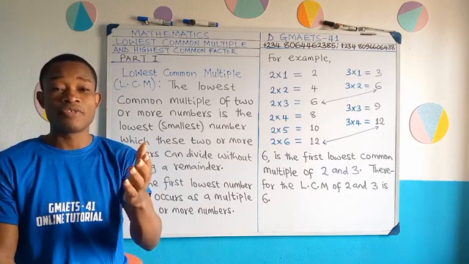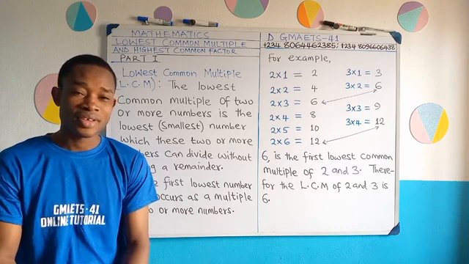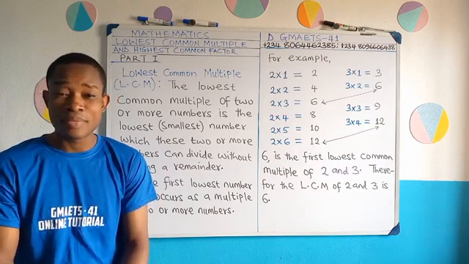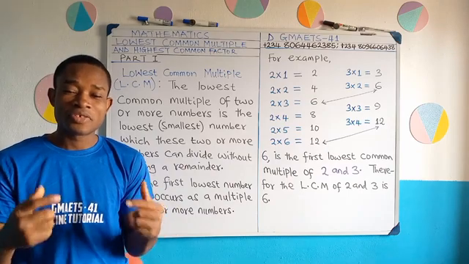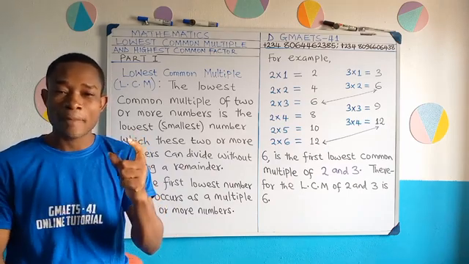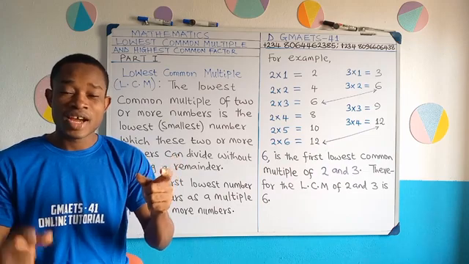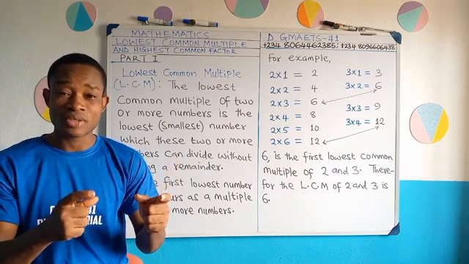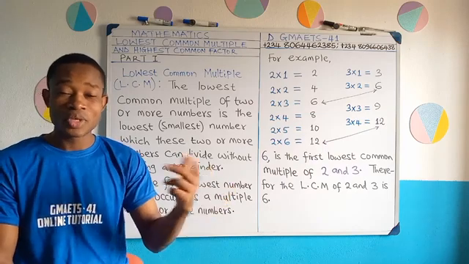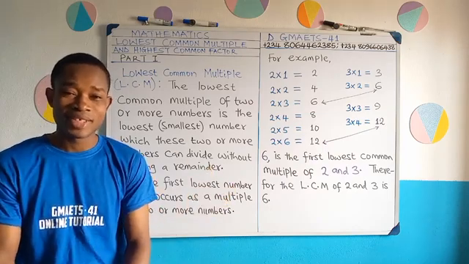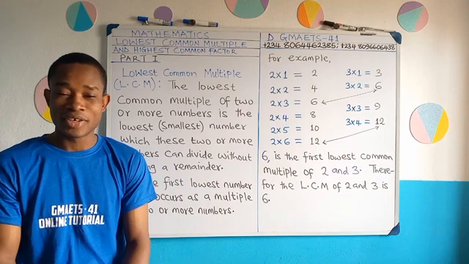For example, if I give you 2 and 3 and I ask you what's the LCM of 2 and 3, all you need to do is to find out the lowest number that 2 can divide, and 3 can also divide, without any remainder. That number will become the LCM, the lowest common multiple of 2 and 3.